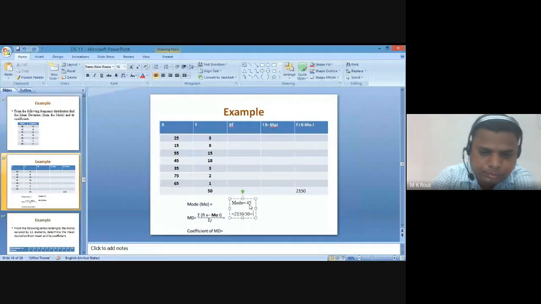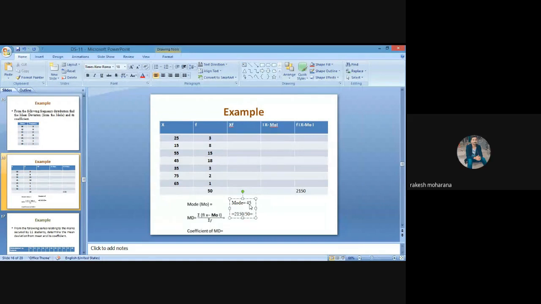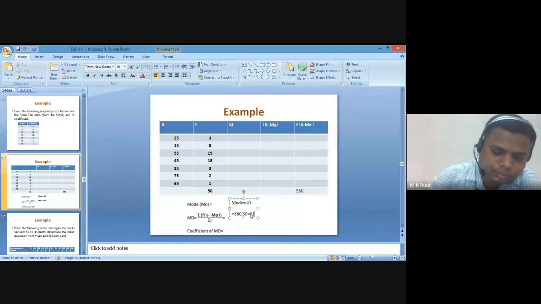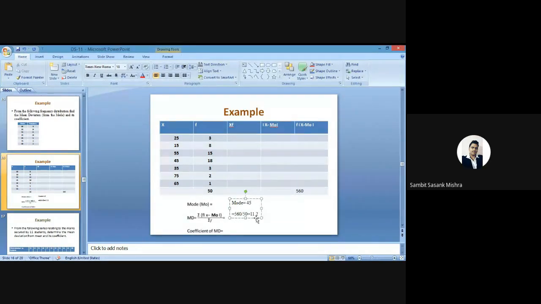How much? Sir, 11.2. You are telling the coefficient of mean deviation, no? Sir, how did 2150 come? Sir, it is 560, 600. It is coming 560. That is 560. Yes, sir. 11.2. That is 11.2. Coefficient is 24.88.